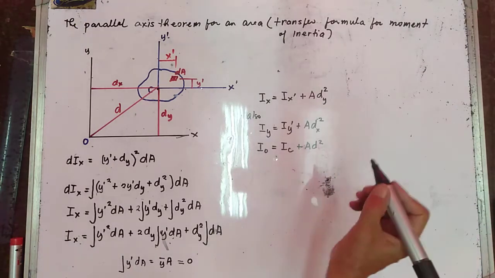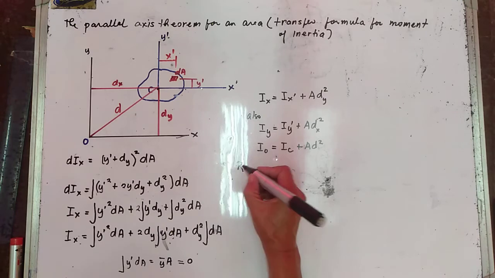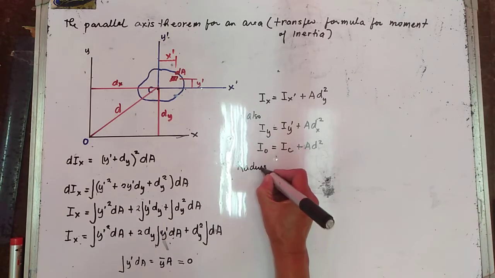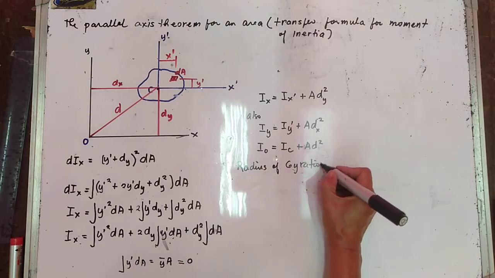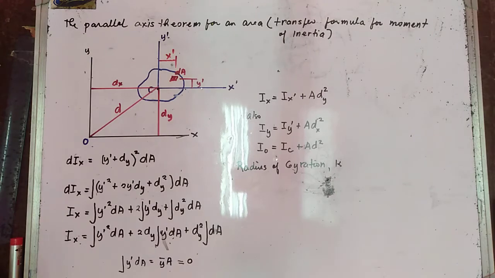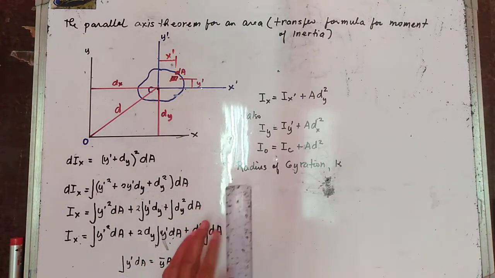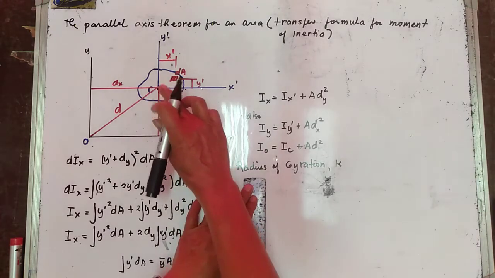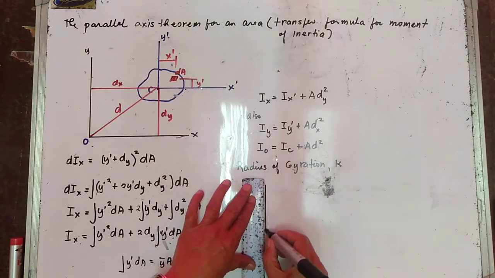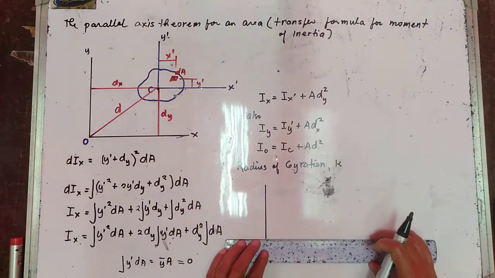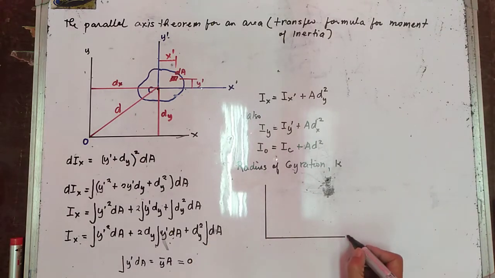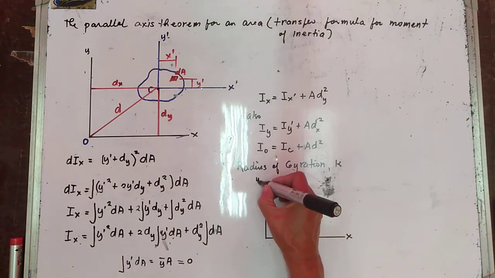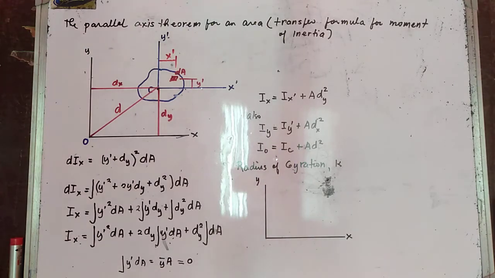Now, let's try to get the radius of gyration, and this is denoted as K. Now, I am going to consider this one in here. So if we have an area, so this is your area, let's get the radius of gyration. So again, this is now the x-axis, and this one is now the y-axis.